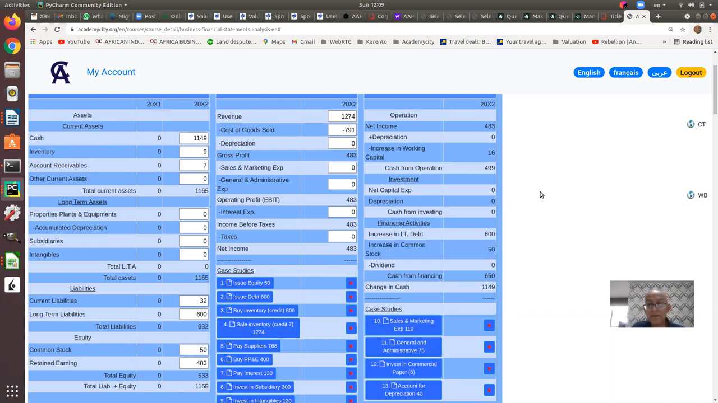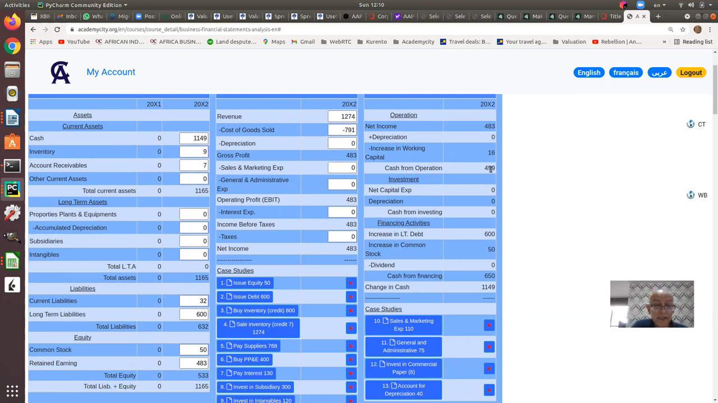Our profit didn't change by paying the suppliers. It's 483. But this time, the cash didn't go up that much because we took some of the cash we paid the suppliers. So the working capital is really only 16. And that's why from operation, we have only 499 before we paid the suppliers.